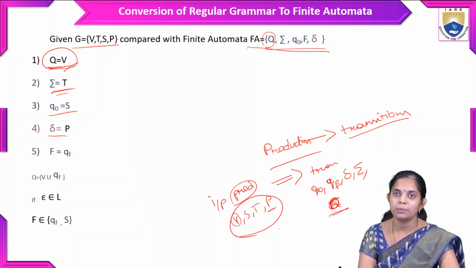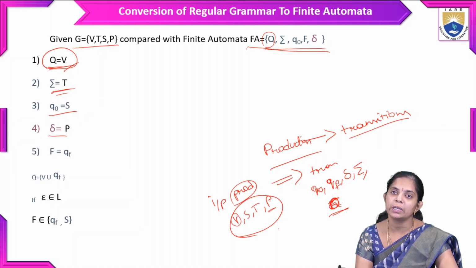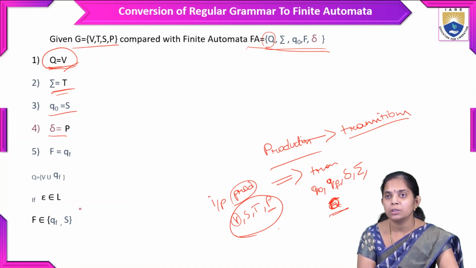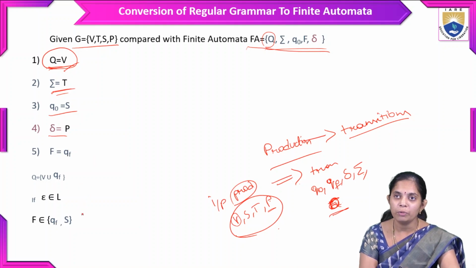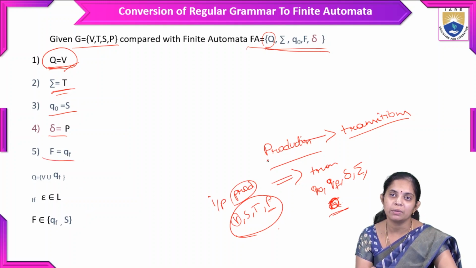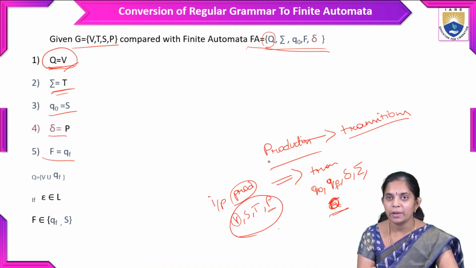This is the important thing: we need to convert the production rules into transitions. When we choose a production rule, we will convert it into a transition. How we will see. And the final state F is equal to QF. QF is nothing but the final state.